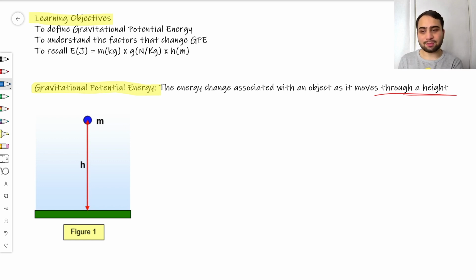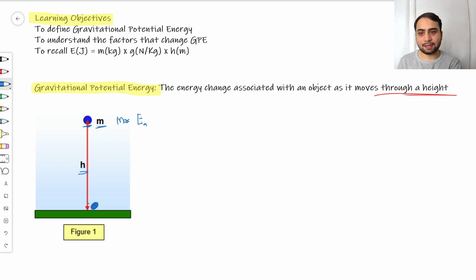So if I go back to my figure 1 here of my ball of mass m being raised through height h, you can see that this ball is undergoing a height change. It is up here and it's going to fall down and end up down here, so it's going to move through a height h. In this specific example, the ball is going to be losing gravitational potential energy as it's going from a higher height to a lower height. So think about it, right? Here, it has max.